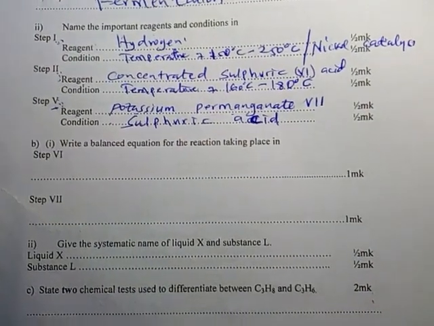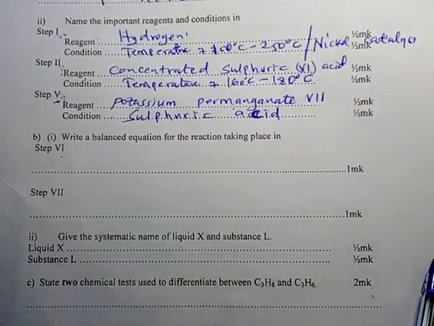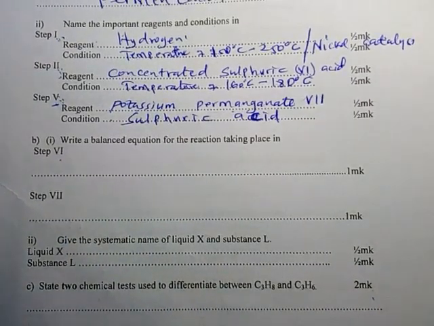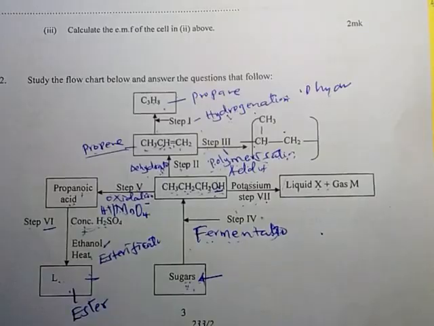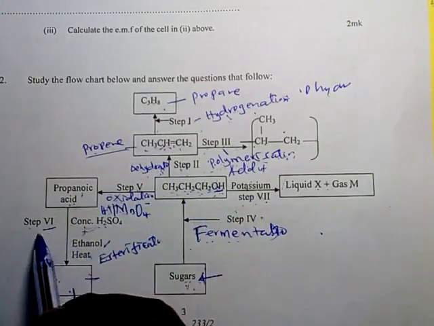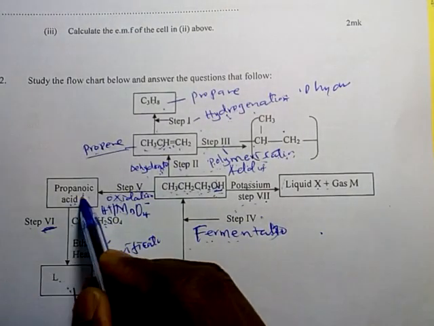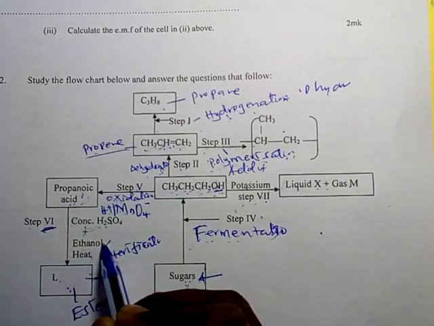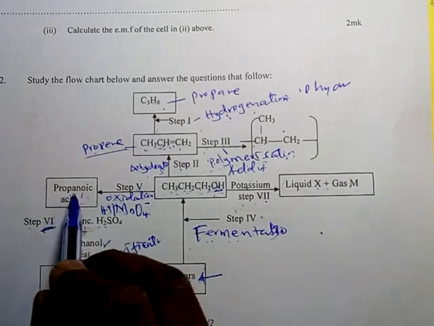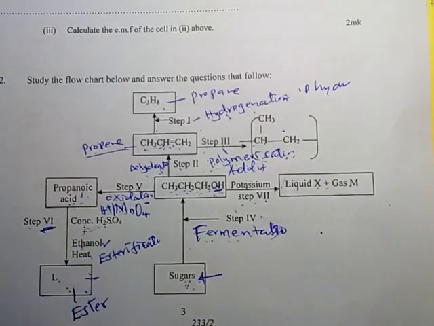Write a balanced equation for the reaction taking place in step 6. So we'll go back to the chart and see what is there in step 6. It is the formation of an ester. So propanoic acid plus ethanol, very good, to form an ester. So we are going to react propanoic acid plus ethanol to form an ester.